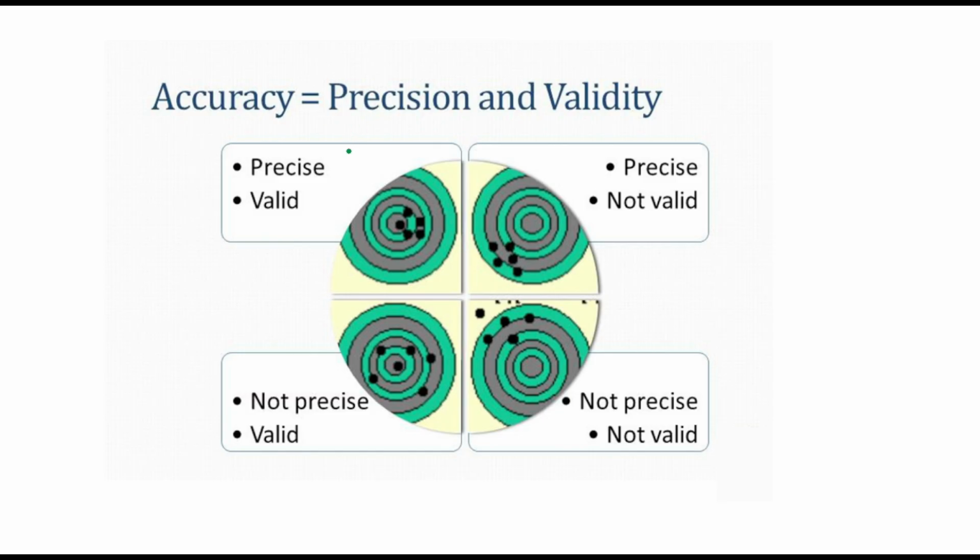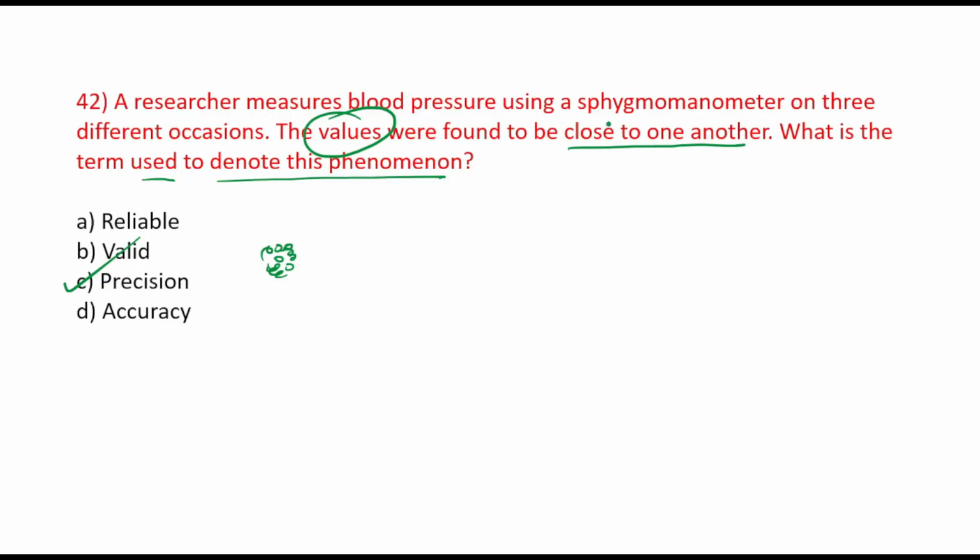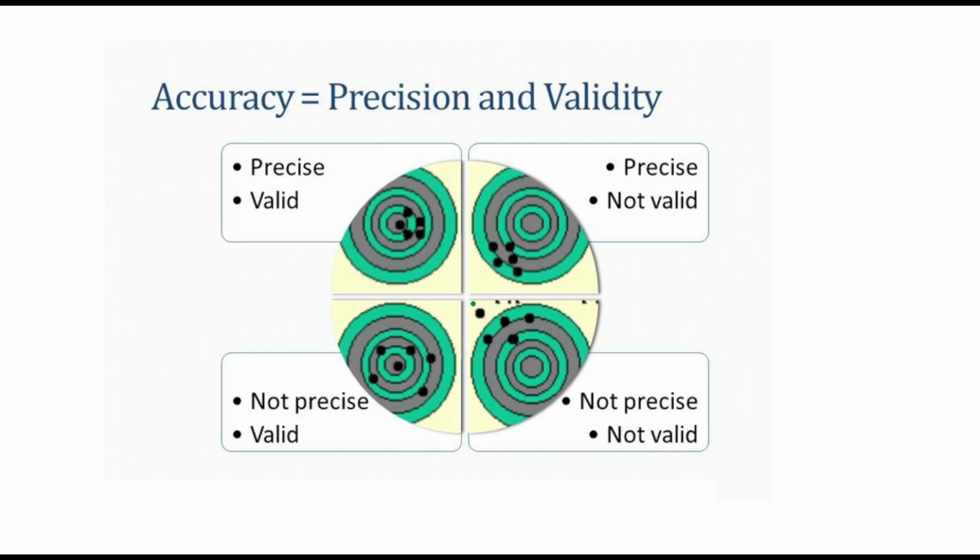Precision. See this diagram and try to keep this picture in mind. In our question they have asked the values were found to be close to one another, and I have put a diagram over here, close to one another, and we have taken as precision. See this picture. In the first column, if it is precise, then all the values are close to each other. If you take the second picture into consideration, all the values are close to each other. So therefore they are precise.